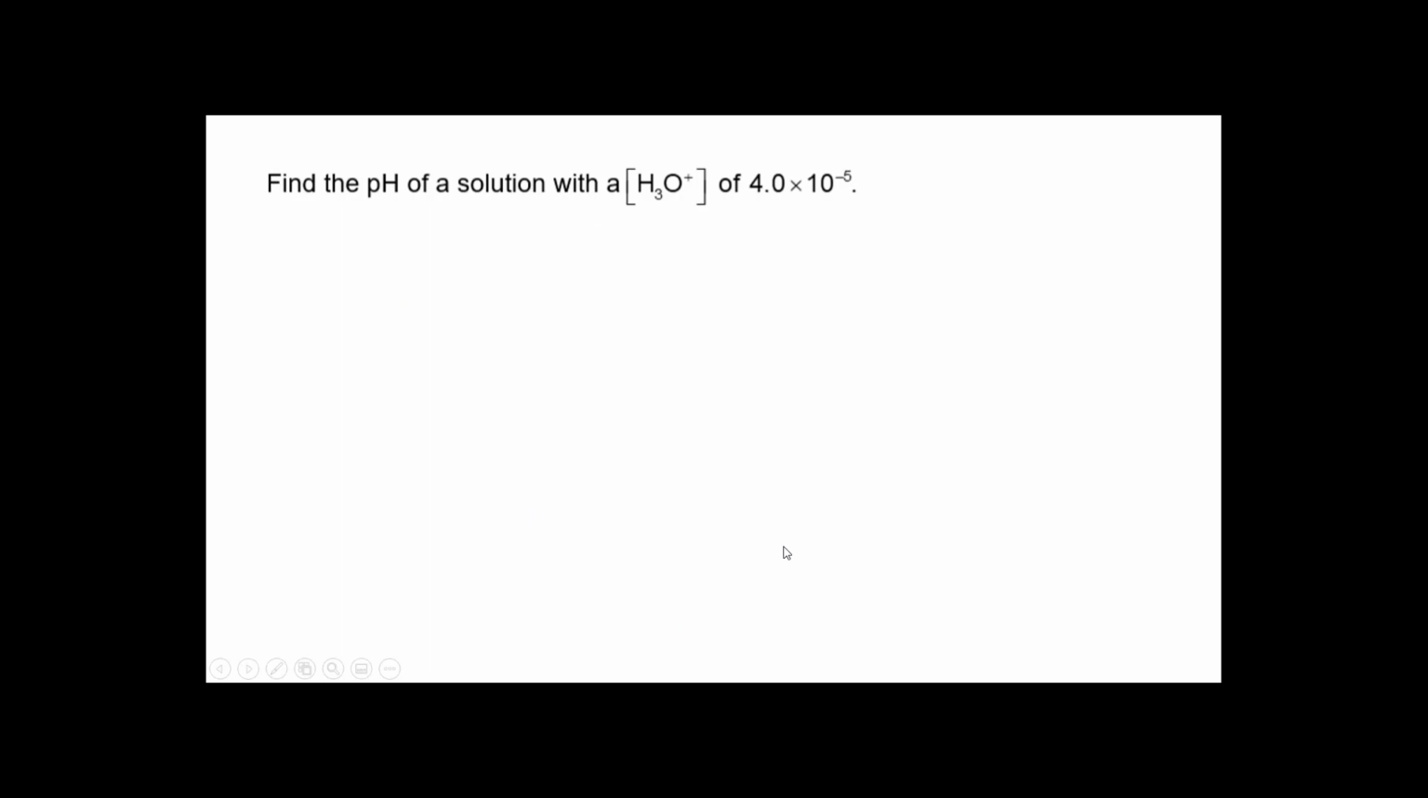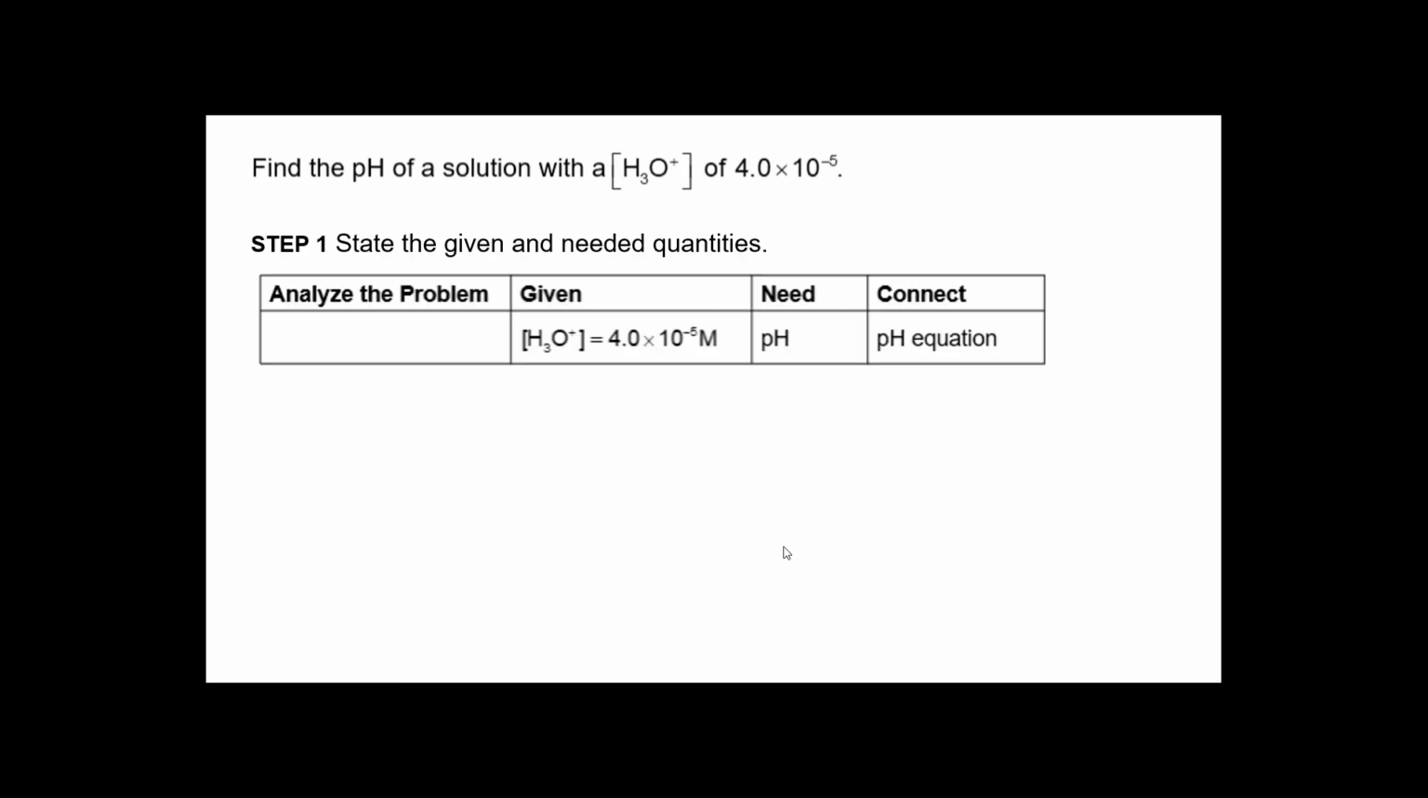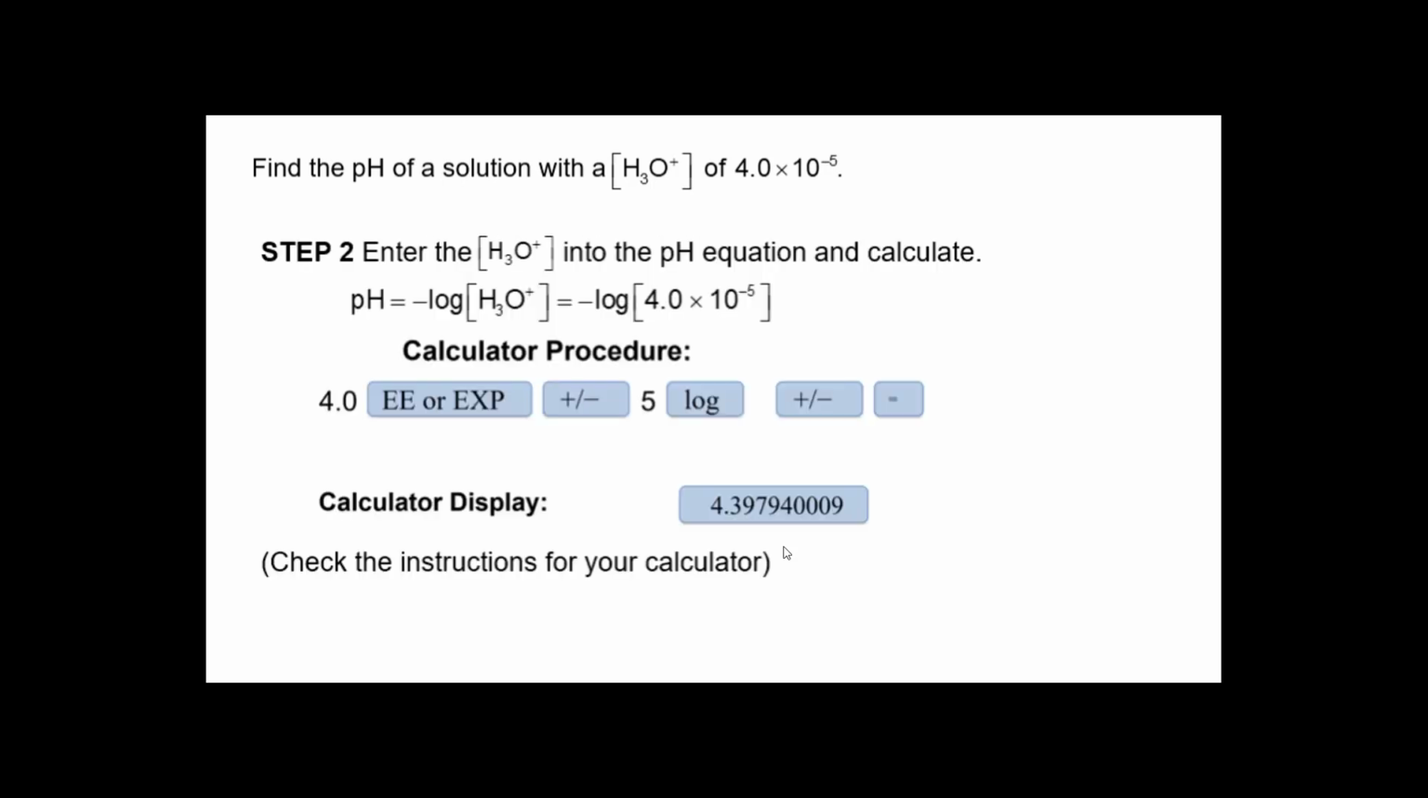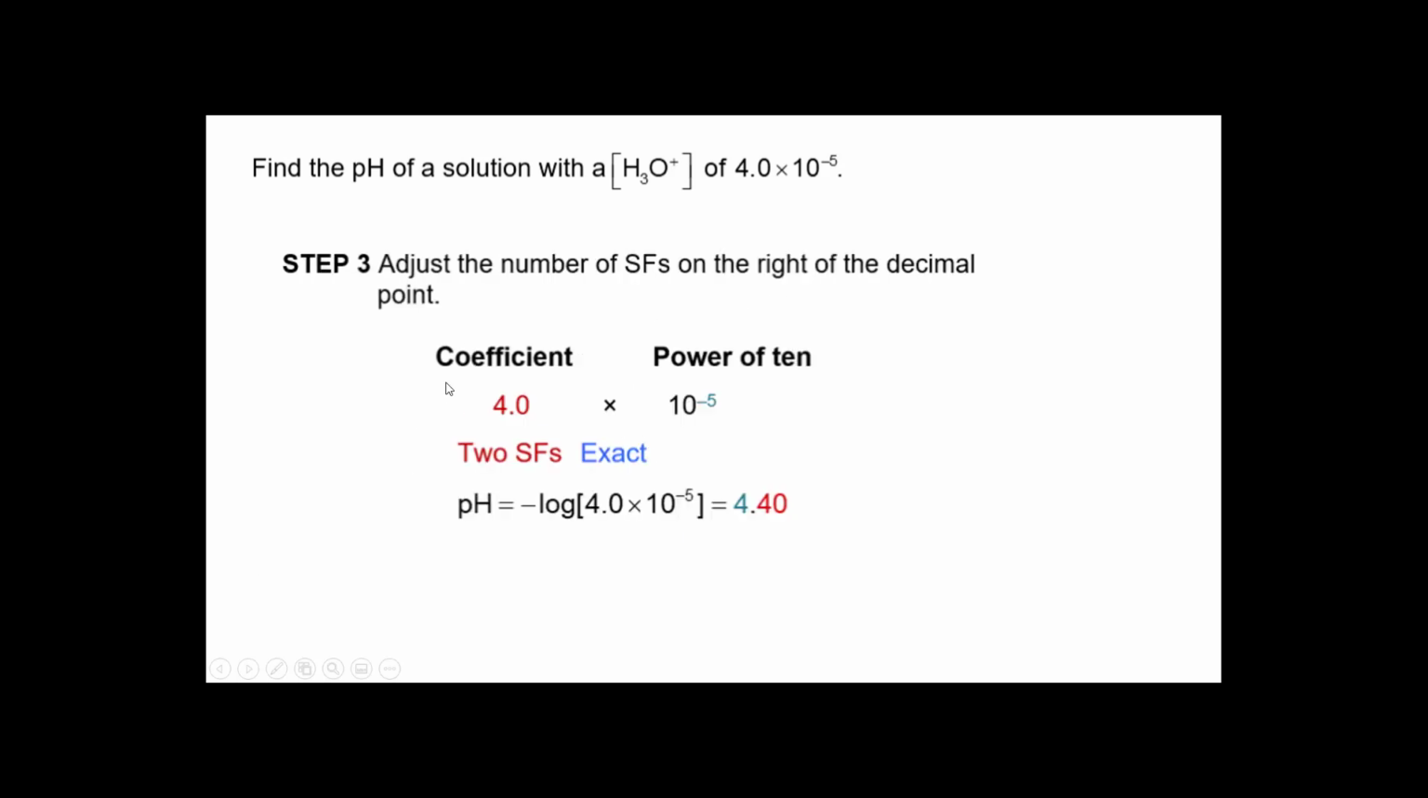Okay, so let's take a look at another problem. Find the pH of a solution with a hydronium concentration of 4.0 times 10 to the negative 5. So we're given all the information that we need to solve the problem. Again, we're going to plug it in, and then we are going to determine what the answer is. So for me, I did it this way, 1, 2, 3. So my answer should have 3 values. 1, 2, 3, and there it is.